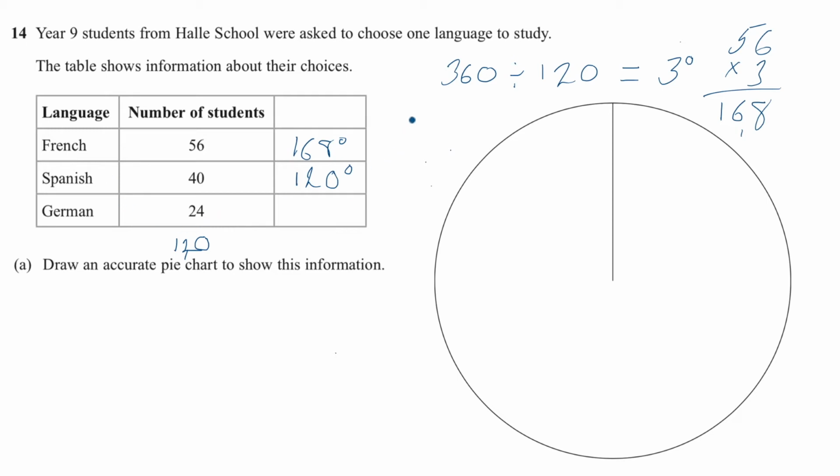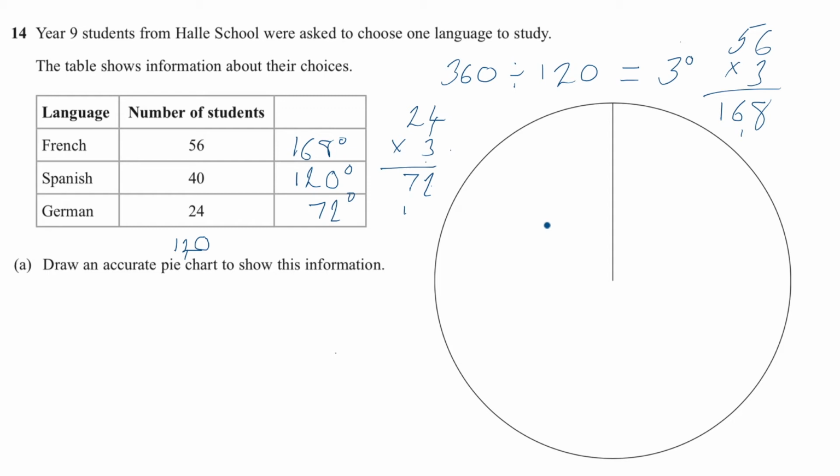And 24 times 3, well, we might need to work that out. 4 times 3 is 12, 2 times 3 is 6, 1 more makes 7, so that's 72 degrees for German. And if you were to add those up, you'd find they come to the 360 degrees, which is what we would expect.